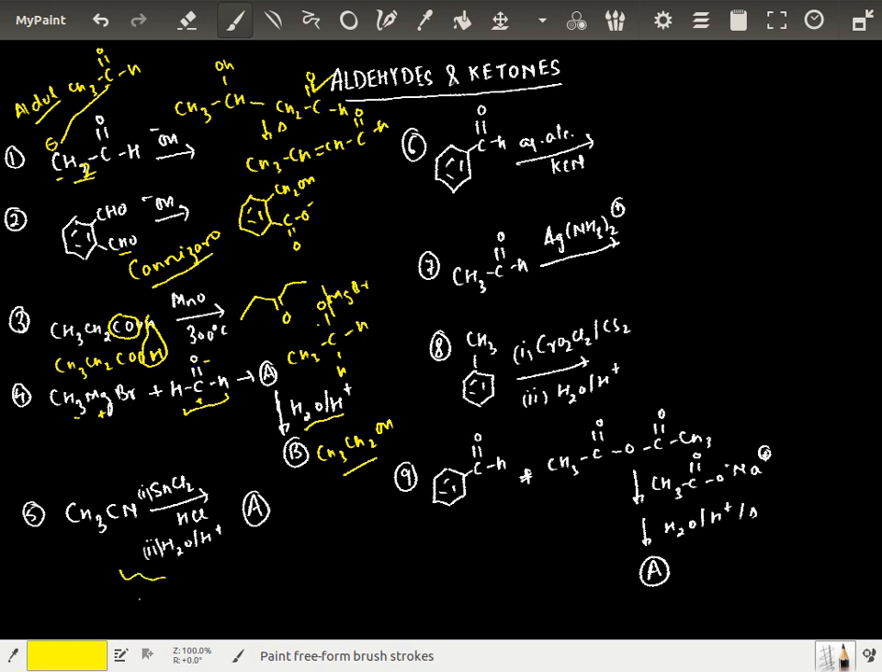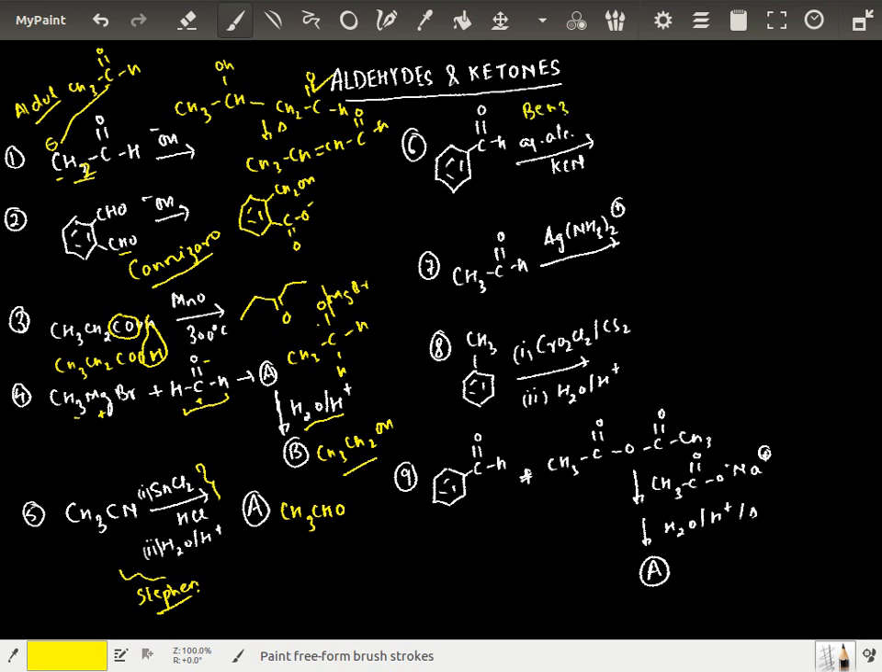Next is Stephen's aldehyde synthesis. In this, we use SnCl2 and HCl. It forms the addition compound. First, H2 adds over here, and then it hydrolyzes. It's an important way of getting the aldehyde. So it is CH3CHO.